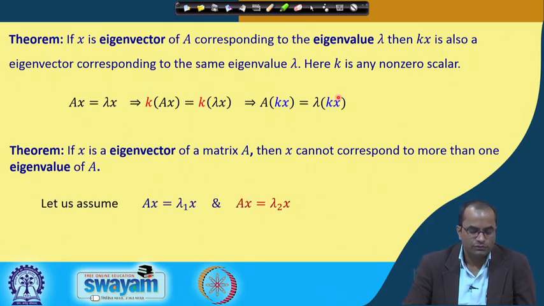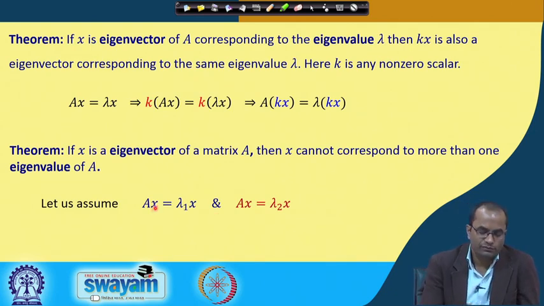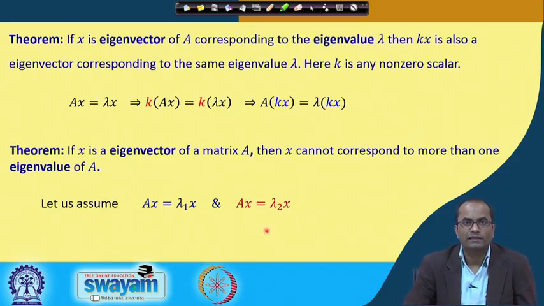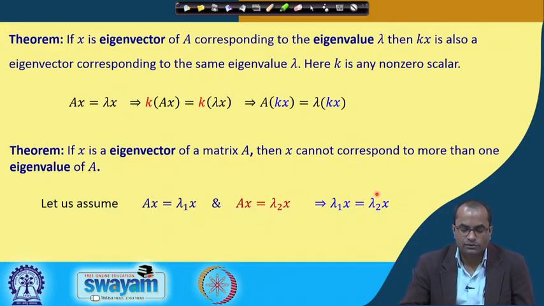Here we assume that for a given matrix we have A x is equal to lambda 1 x, and we also assume that A x is equal to lambda 2 x. Meaning we have assumed that the eigenvector x corresponds to two eigenvalues, lambda 1 and lambda 2. This is our assumption, and we will see now that this is not possible. Having this relation, we have lambda 1 x is equal to lambda 2 x, because they have the same value A x. So, they both are the same.